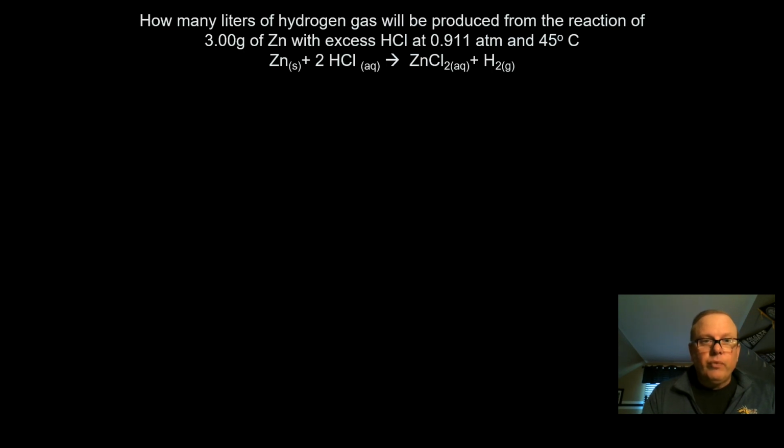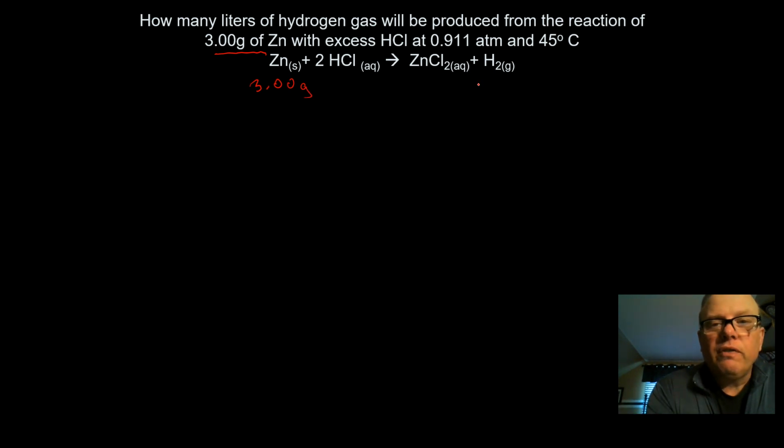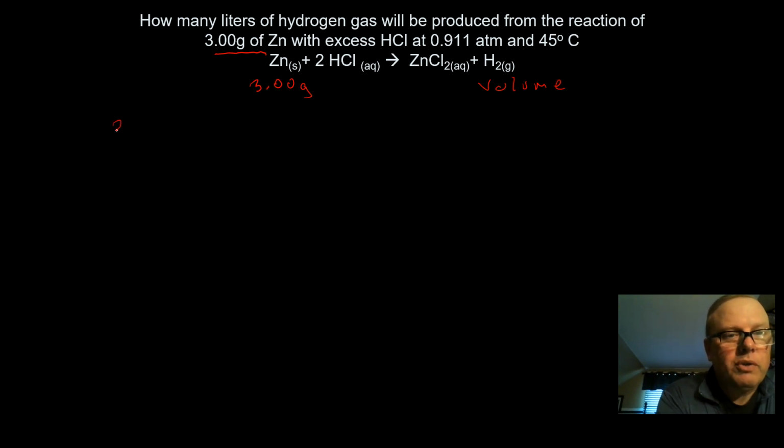So here we go. How many liters of hydrogen gas will be produced from the reaction of 3 grams of zinc? So we're starting with 3 grams of zinc, which means we're going to end with the ideal gas law, because we're starting with a solid, 3.00 grams, and we're asked to find the volume of the gas. So we've got a balanced reaction. That's crucial. We then take this balanced reaction and we're going to take the 3.00 grams of zinc.